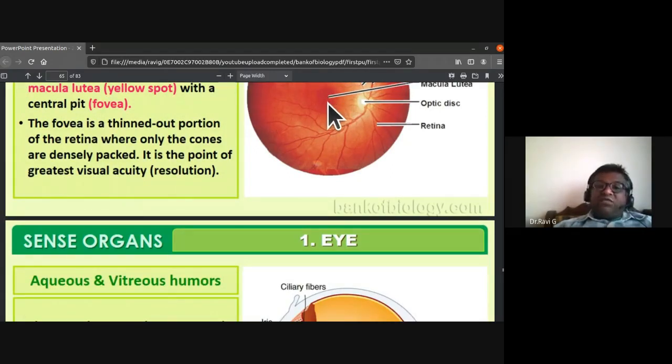So the macula lutea has a central pit called fovea. The fovea is a thinned out portion of the retina where only the cones are densely packed. It is the point of greatest visual acuity or resolution.